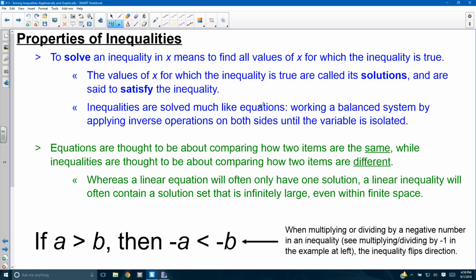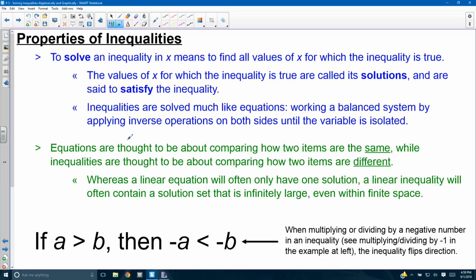Inequalities are solved much like equations. Basically, you have a left and right side of the inequality. You're trying to get x by itself, and you do the same thing. You do balance. Whatever you add on one side, you add on the other, stuff like that. You just try and get x by itself until the variable is all by itself, and then you've solved it. You have a statement there, and we will see what that statement looks like in a bit.